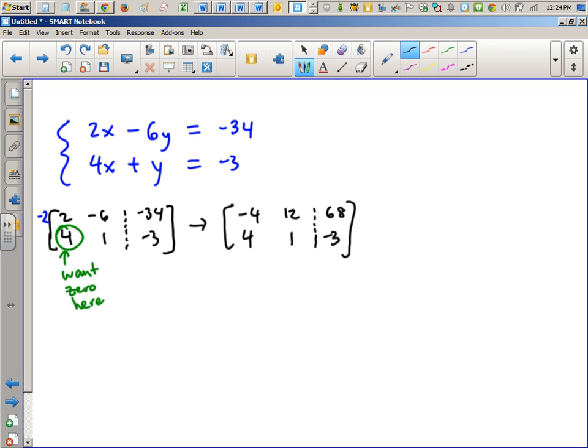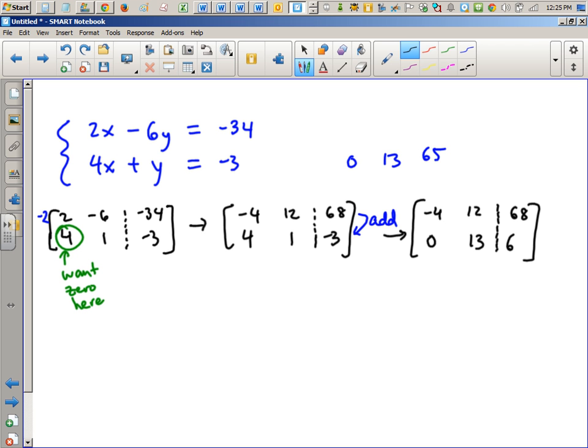Why is that a good first step? Now I have a 4 and a -4, one on top of the other. Then I can add these together. Now I get to place my answer, which is 0, 13, 65. I get to place this resulting sum in either row. My goal was to get a 0 in the lower left. So I'm going to place those 3 resulting sums on the bottom row. So I'm going to leave this as -4, 12, 68. But this row officially reads 0, 13, 65.